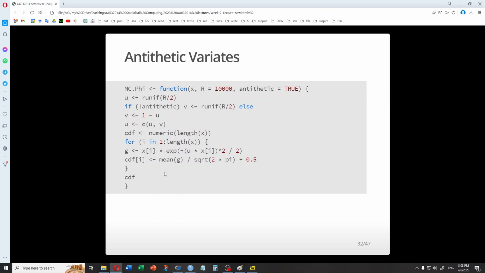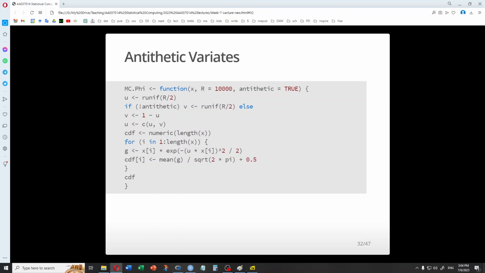Next we have the CDF. CDF is numeric, and here is where we create the empty vector, and this empty vector must be numeric with the length of x. So what is the length of x? We haven't really decided yet, so x will come later.